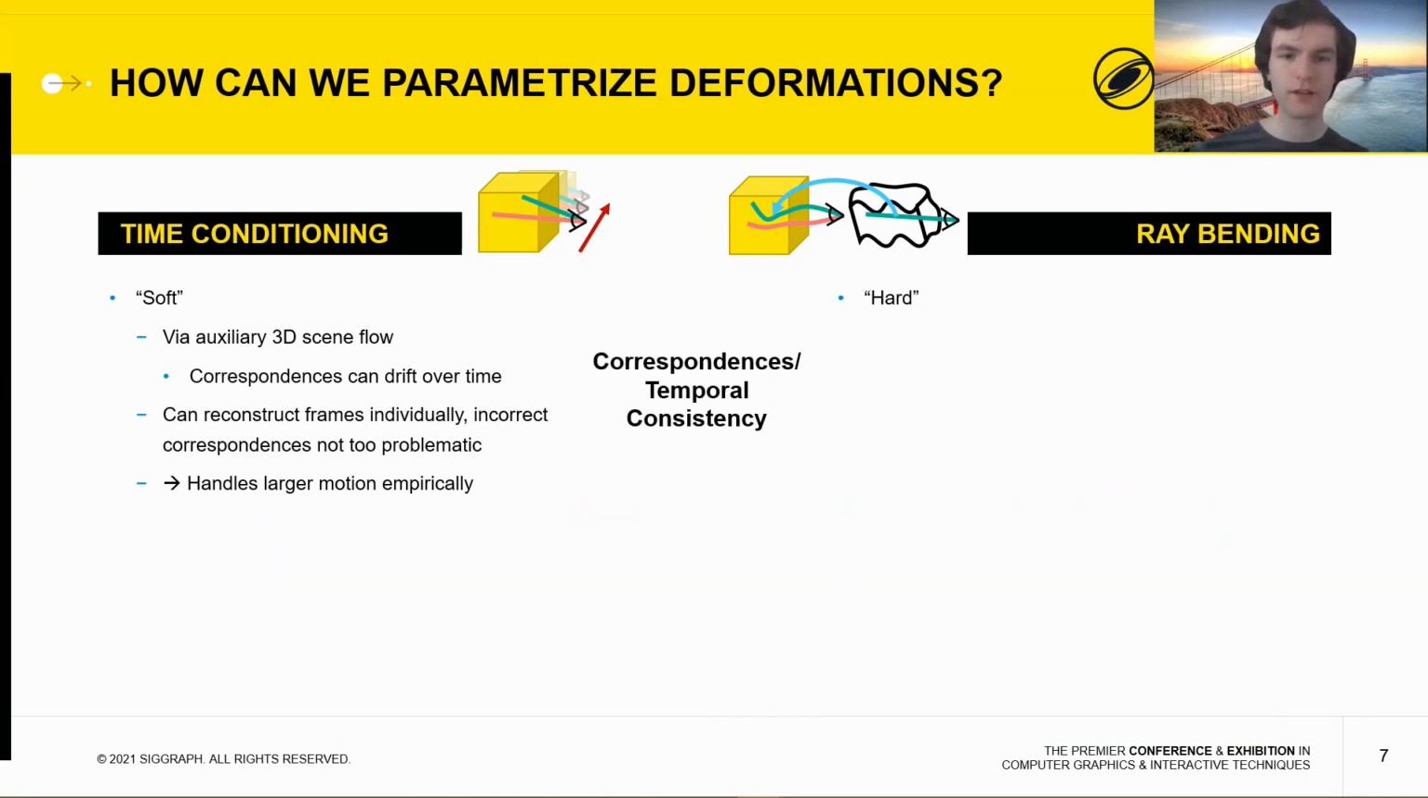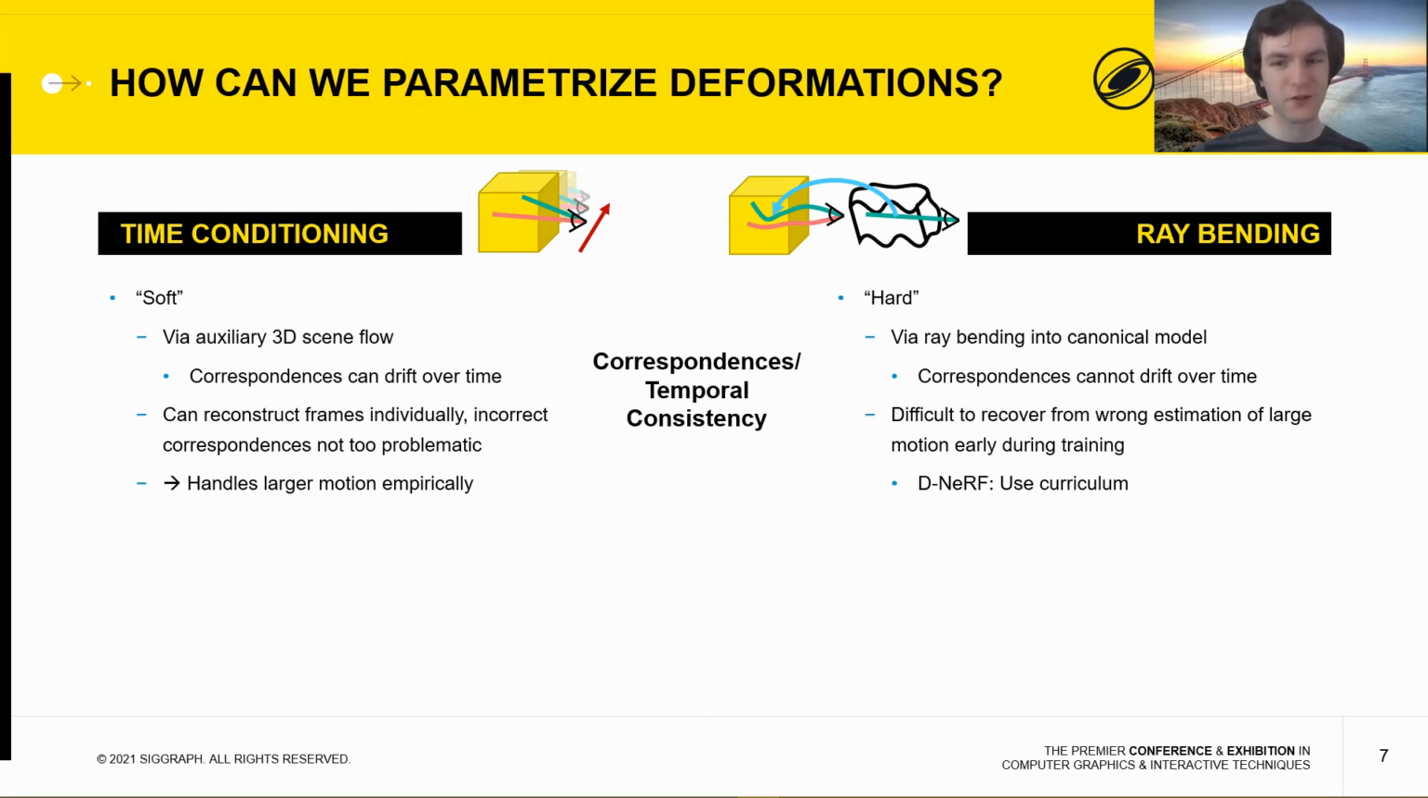On the other hand, ray bending uses correspondences across time as a hard constraint. This is done via ray bending into a static canonical model. Thus, the correspondences cannot drift over time. That makes it unfortunately difficult to recover from a wrong estimation of large motion that might occur early during training.